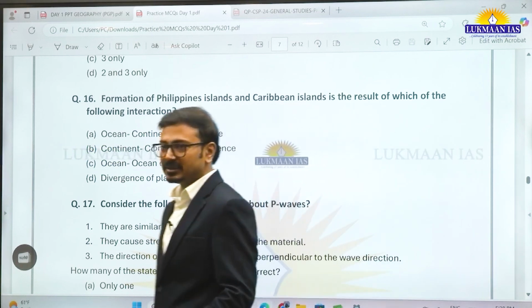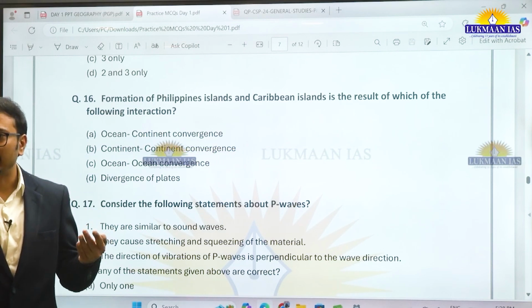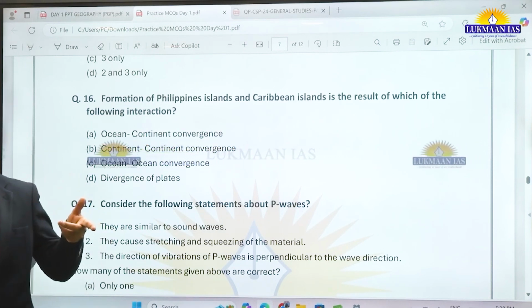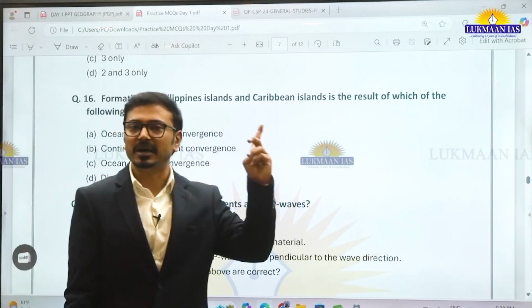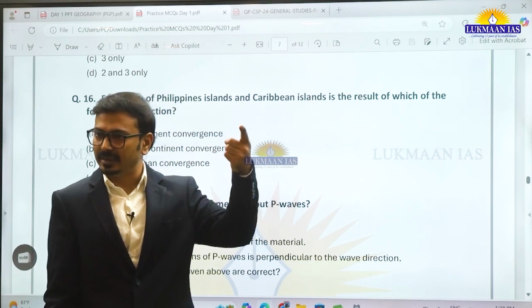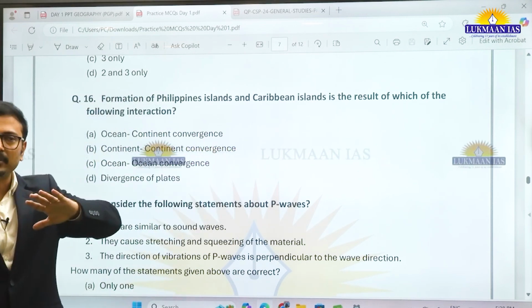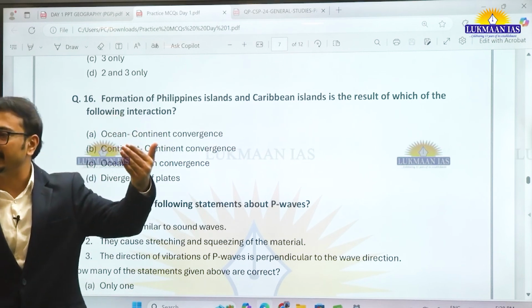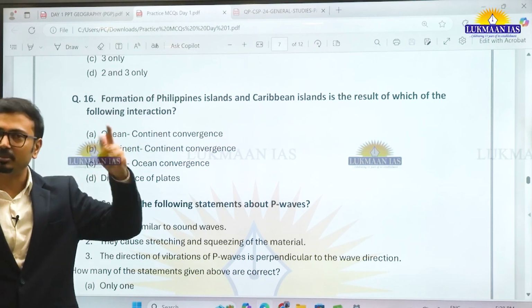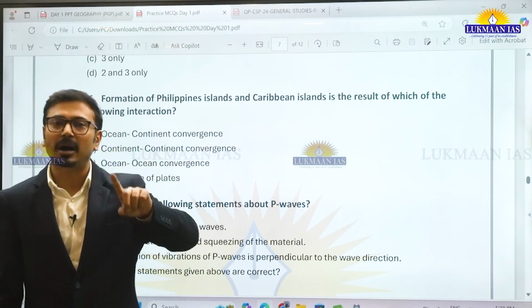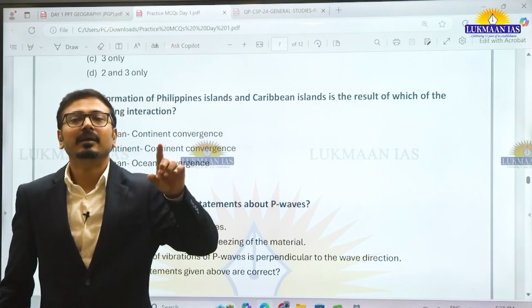In Caribbean Islands, what is happening? Caribbean plate is interacting with North American plate, and that's why Greater Antilles are formed. Caribbean Islands are formed as a group of Greater Antilles, Lesser Antilles and Bahamas. Okay, north of Greater Antilles there are Bahamas. These 3 together make the whole Caribbean. It was earlier converging with each other, and there was formation of Greater Antilles like Cuba. Those small islands are there. Rather, they are bigger islands comparatively.